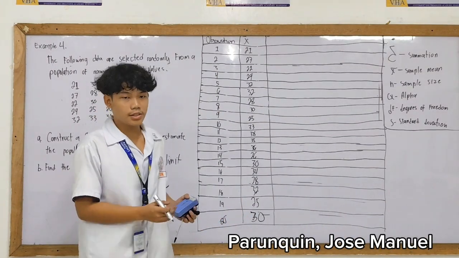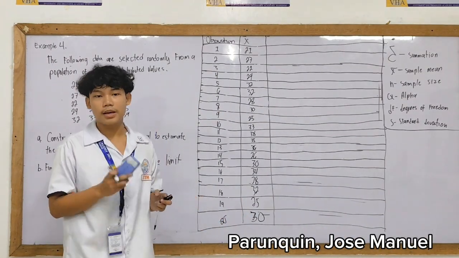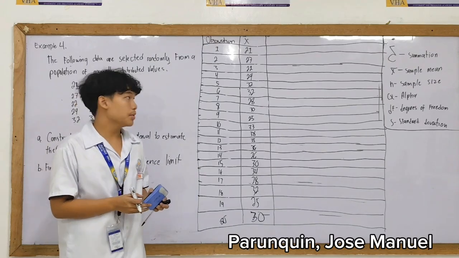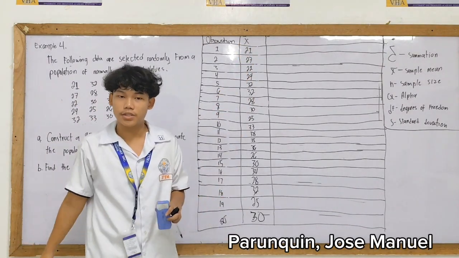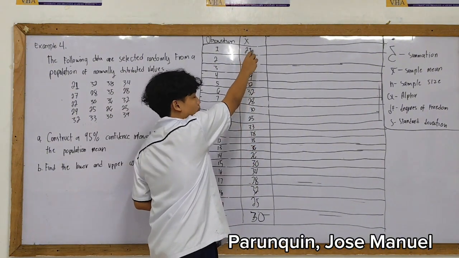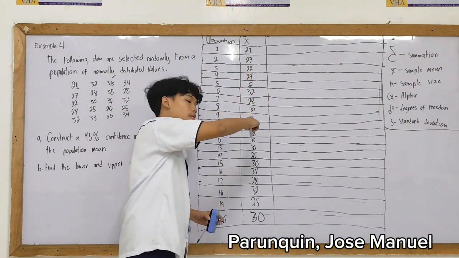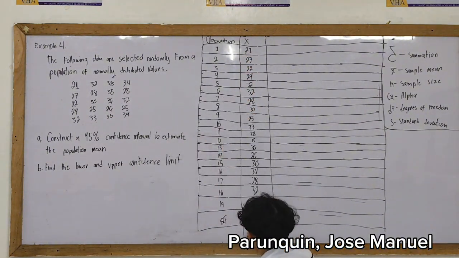So first, we need to get a summation. To get this, we need to add all of the x to get the summation. So if we add them all, the answer will be 600. 601.